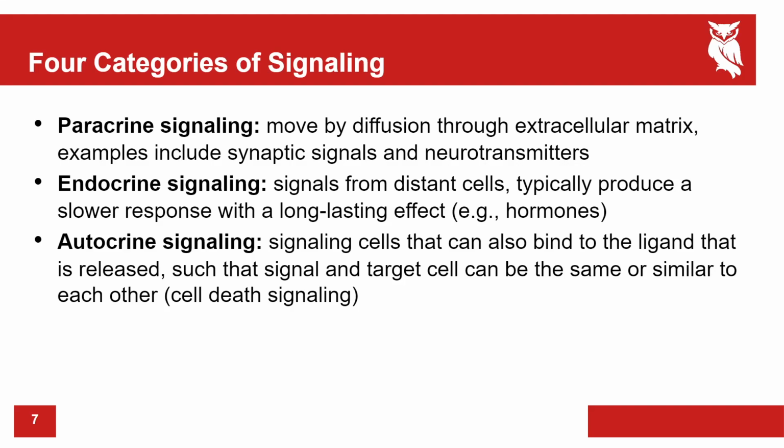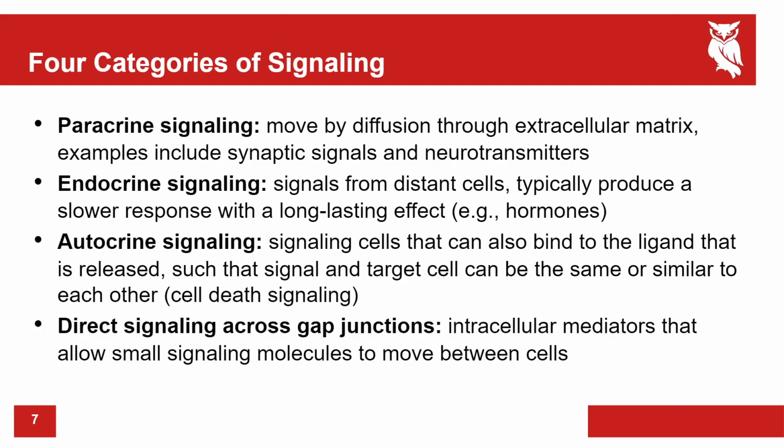Autocrine. Auto means self. So this is cell signaling where the cell can bind to the ligand that is released, so the signal and target cell can be the same or similar to each other. For example, there's something called cell death signaling, apoptosis. That's where if a cell is getting old, it's starting to get degraded, it will throw out a signal to itself and sometimes the cells just like it around it, and it will cause that cell death. But it does it to itself, so it's called autocrine.